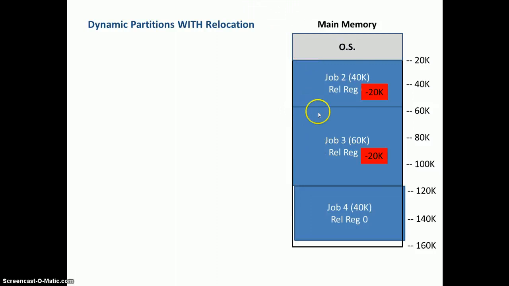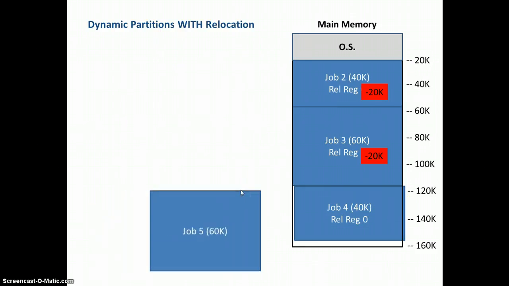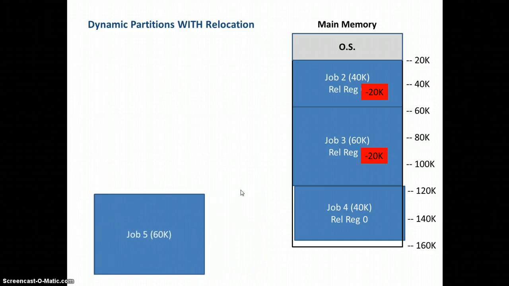That would mean in each of these jobs, if a memory reference is ever made, it would then have to be subtracted by 20 to reflect where it currently actually is residing. So then the job 4 does get loaded into memory, and its relocation register is 0. So with that relocation, those job 2 and 3 were able to move up to allow the job 4 to then fit in. Now, at the present moment, if job 5 comes along, it can't fit into memory because there's no memory available. So this little video was just meant to illustrate the difference between without relocation and with relocation when it comes to dynamic partitions.